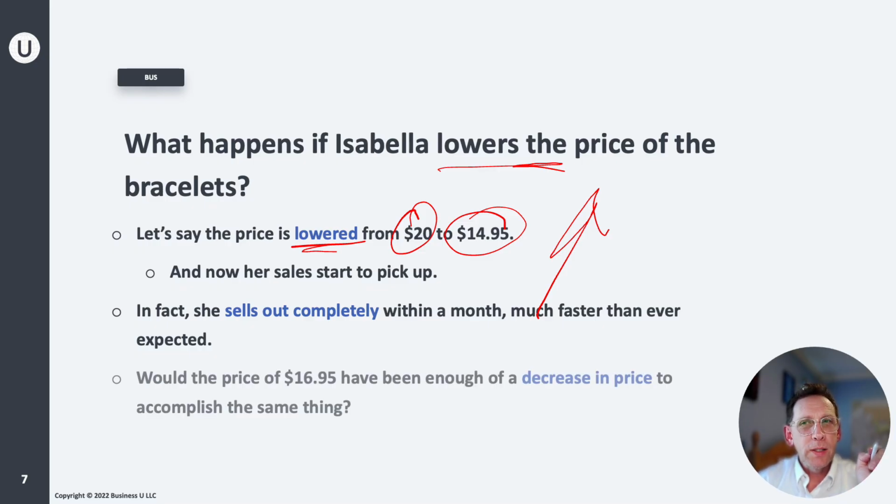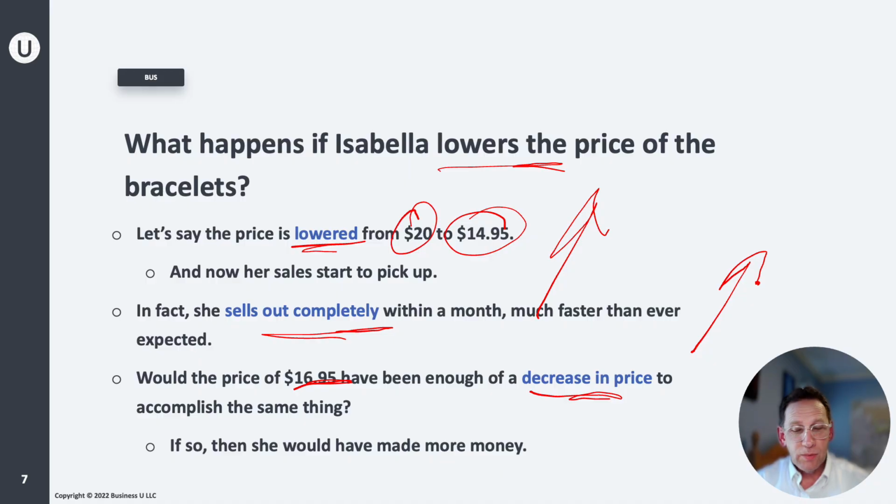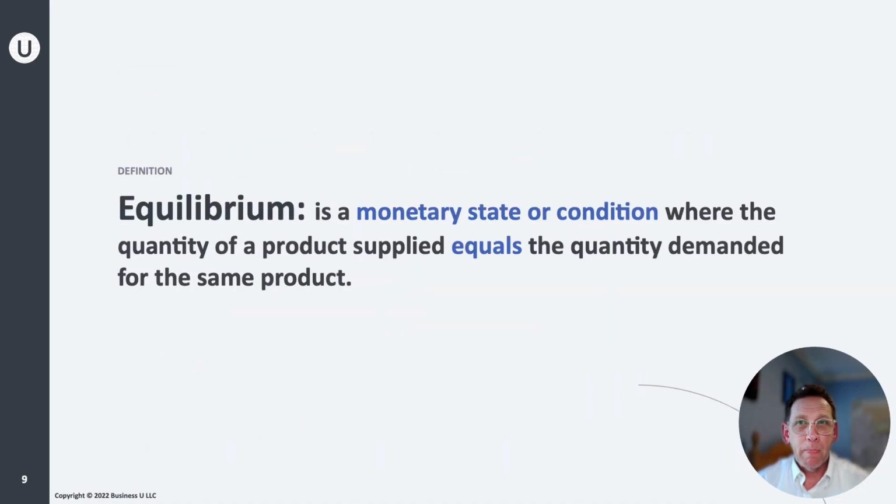But consider this. What would have happened if the price had been $16.95? Would that difference in the price have been enough of a decrease to accomplish the same thing? Could her sales still have gone up, and maybe she wouldn't have sold out all the way? And Isabella would have made more money.